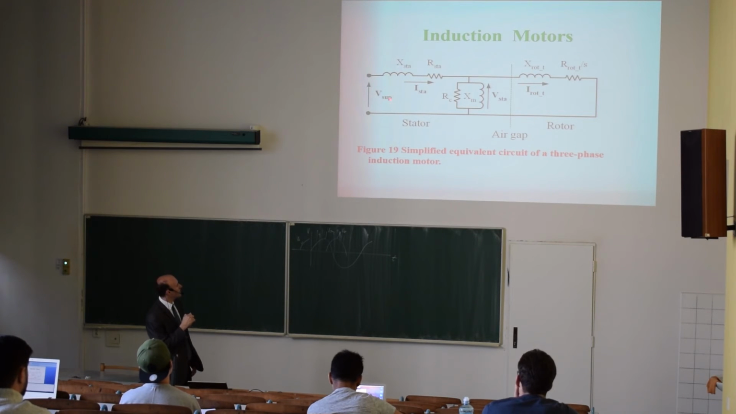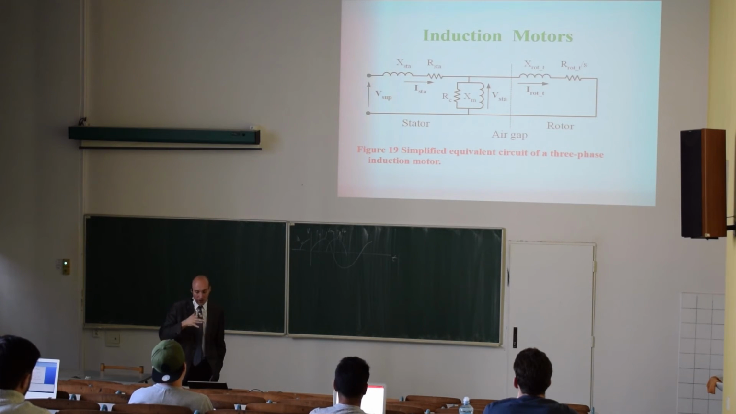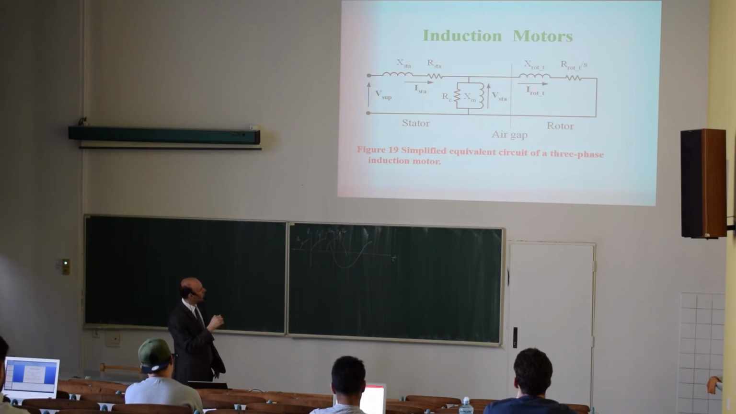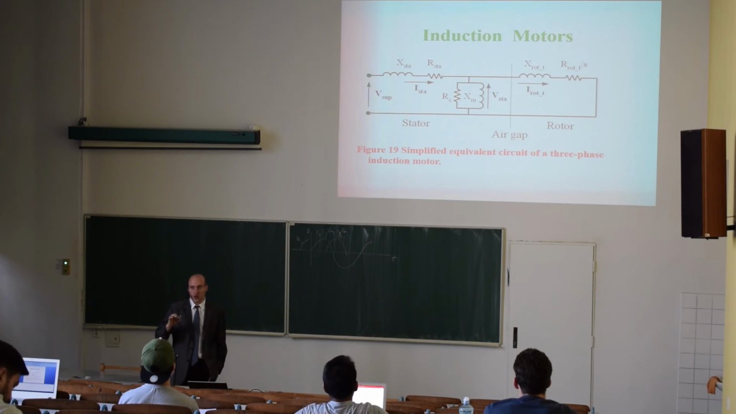Here we have the stator, so that's stator resistance and inductance. This is representing the magnetic circuit, and here we have the air gap, and the power is being transferred through the air gap, and this is what represents the rotor. And since we now have this circuit diagram, we can use it to plot the torque speed characteristic.